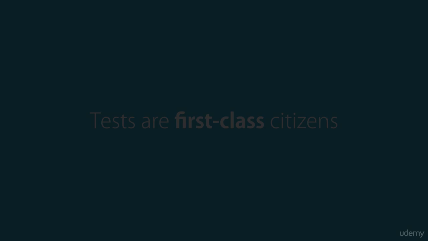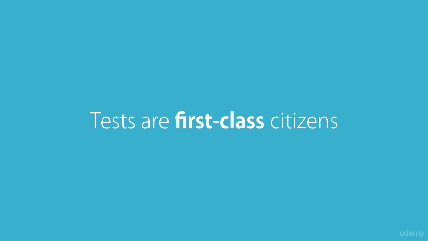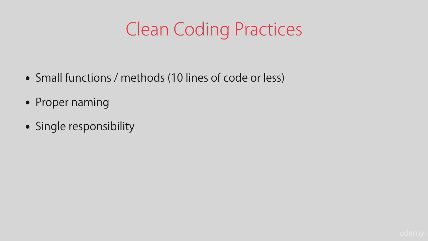All right, now let's take a look at the fundamentals of unit testing. The first thing you need to know is that tests are first-class citizens. So all the practices you have learned about writing clean and maintainable code apply to your tests as well. So here are some examples. Your functions or methods should be small, preferably less than 10 lines of code. They should have proper names and they should have a single responsibility.